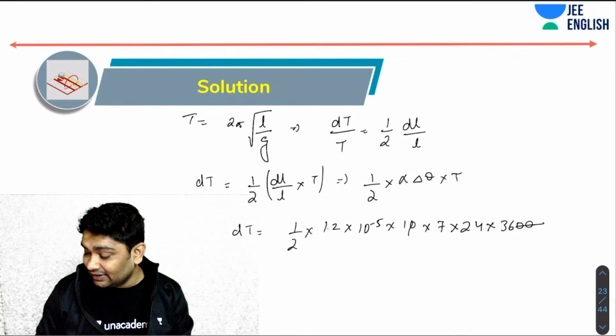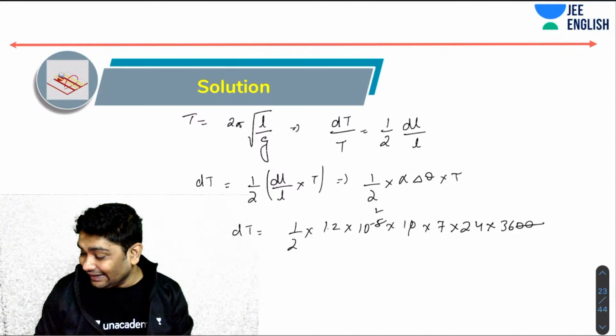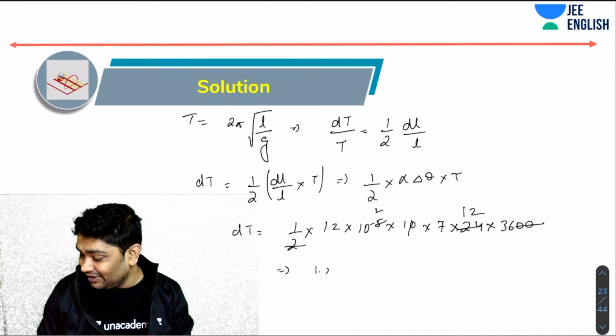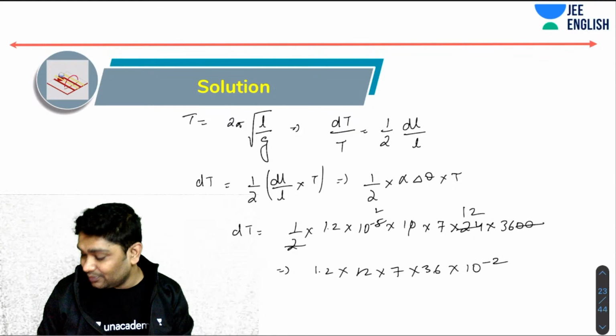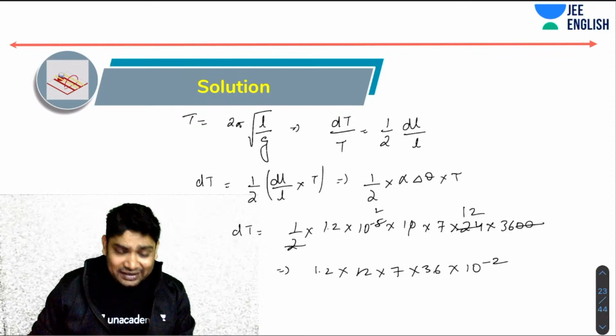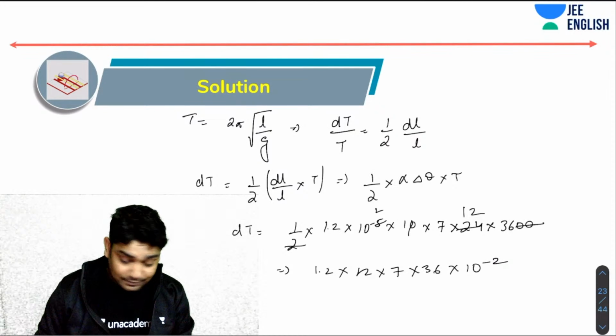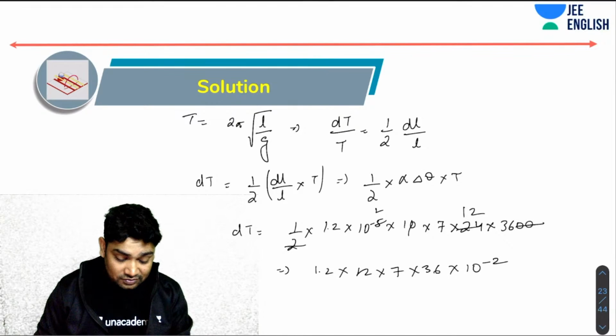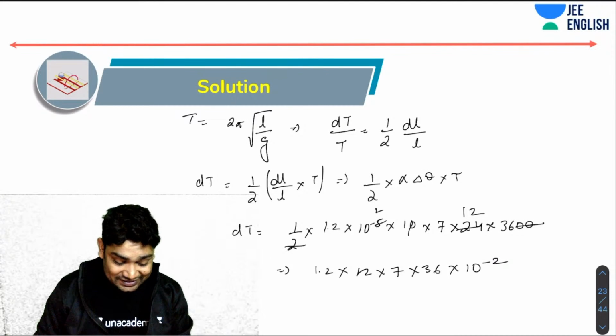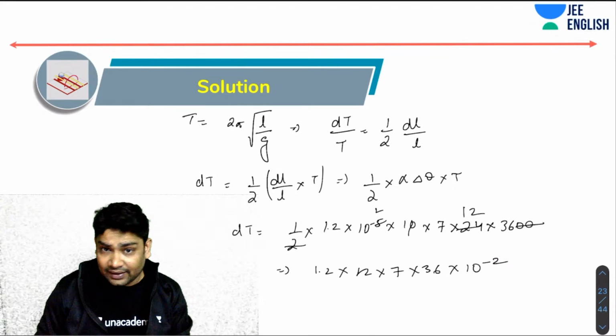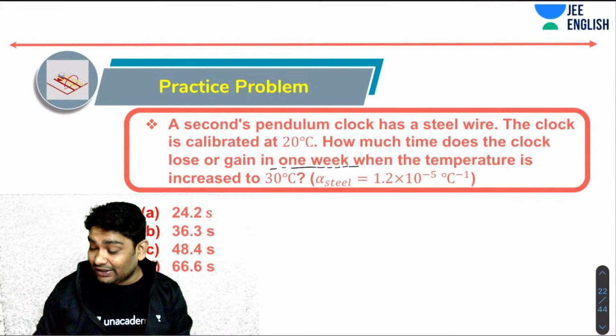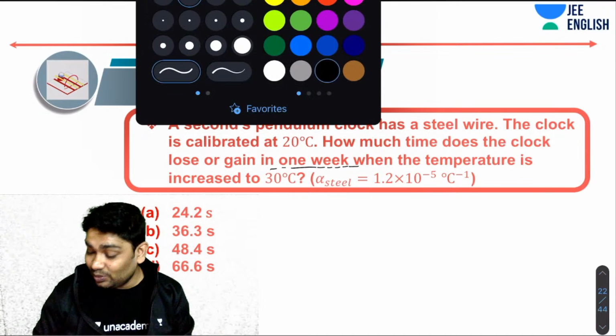तो ये 3 हटा देते हैं और यहाँ से -2 आ गया. And then let's see क्या हो रहा है भाई. What I'm getting is 1.2 into 12 into 7 into 36 into 10 to the power of -2. Now, let's try and calculate this quickly. 1.2 into 12 into 7 into 36 upon 100. Okay, so I'm getting 36.3 seconds as the answer. So B is the right answer.